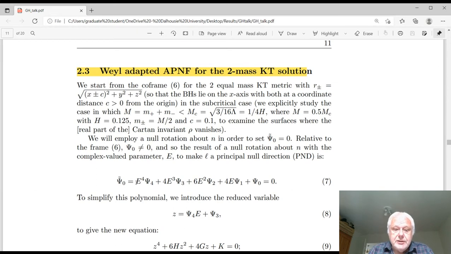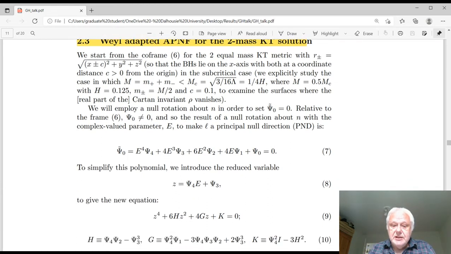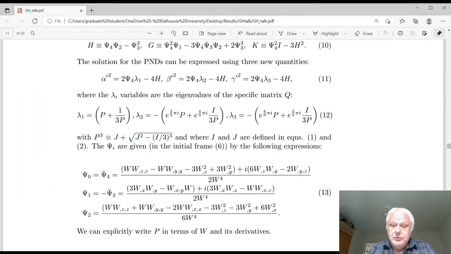This is a null transformation. E is a complex quantity. Under a null rotation, the spin coefficients transform according to this. So if we choose E to be a root of this equation, then applying this null rotation makes psi 0 equal to 0. So this is a little calculation just showing you how to do that. Non-trivial, but straightforward. In the original frame indicated a moment ago, the Weyl tensor has these components.